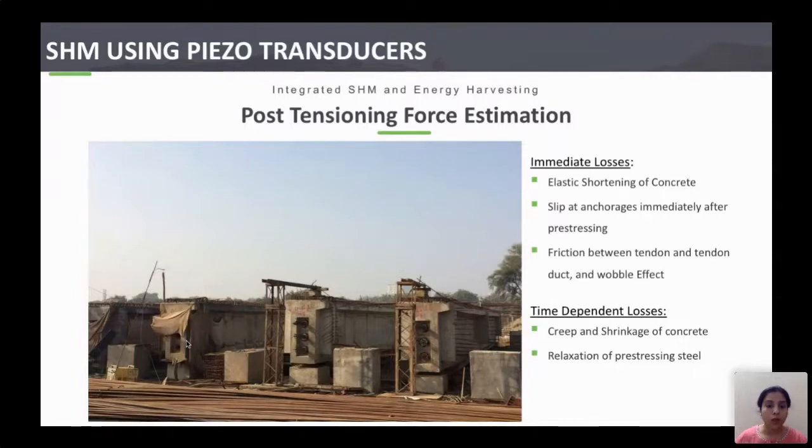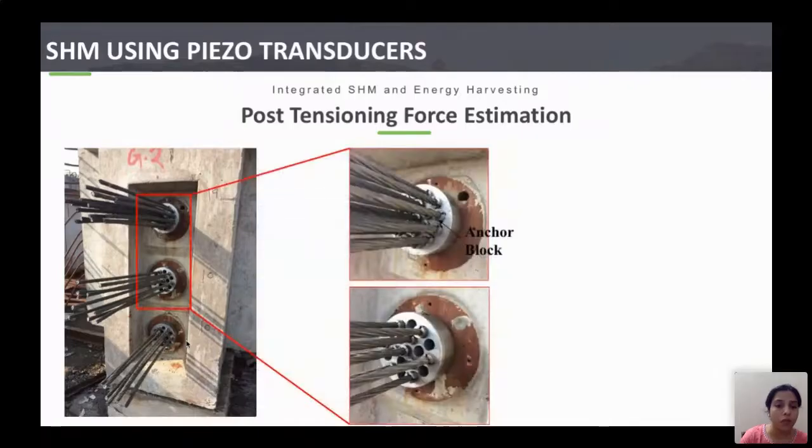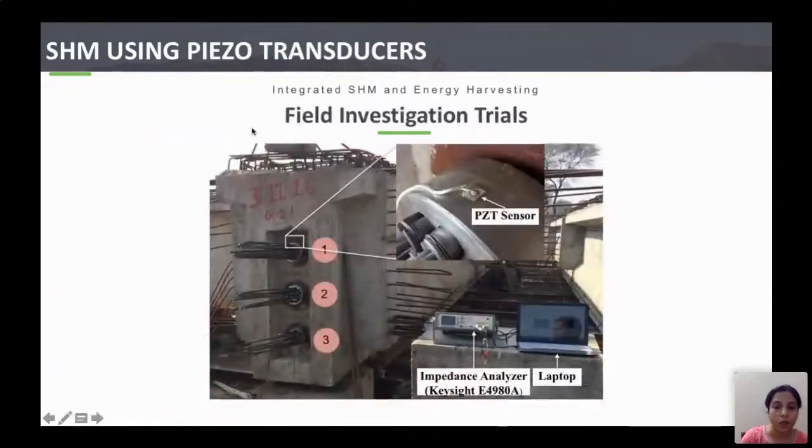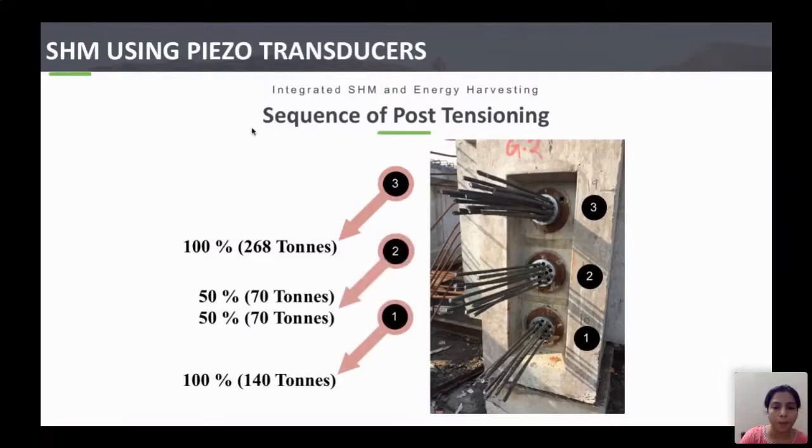So here we know that there are a lot of post-tensioning losses in the PSC bridges which happen during the age of the PSC bridges. So what we have done is we have attached sensors on these anchor blocks to monitor the residual post-tensioning force in the bridges. So this is how the sensors were attached on the anchor block.